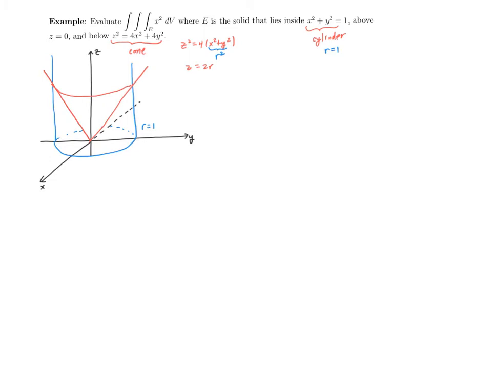And remember, our picture does not need to be perfect. Far from it, it just has to get that general idea and shape across. So I'm going to erase a few extraneous lines, and we can now hopefully much more clearly see a picture of our solid E. We are below the cone and we are inside this cylinder.